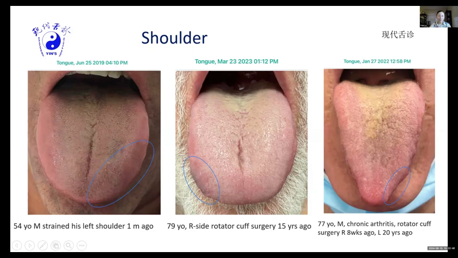And the second one, the middle one, is a 79-year-old male. You see the right side has blood stagnation, right? He had right-side rotator cuff surgery 15 years ago, but since the surgery, he always feels right shoulder pain. So you know this is chronic.